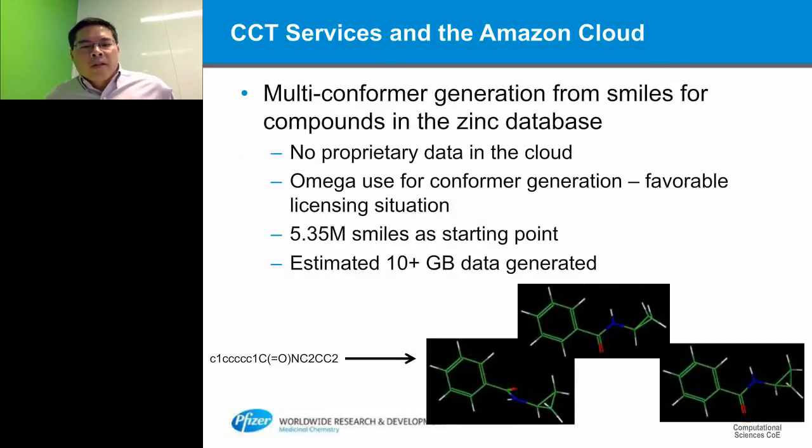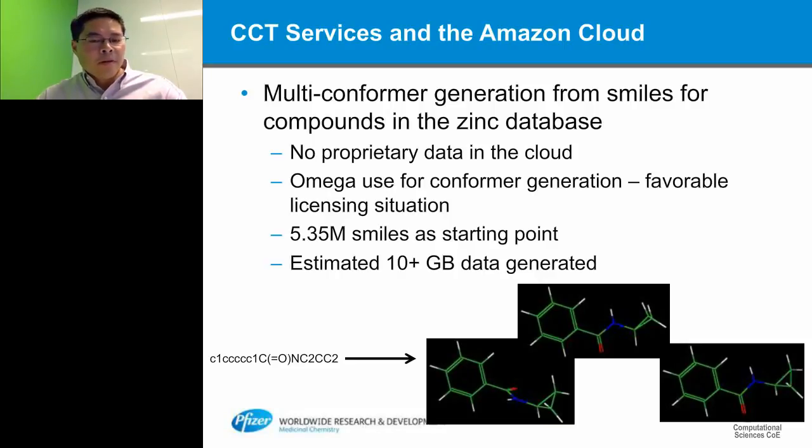So our first experiment was to use Amazon Cloud to run MCPRO services to generate three-dimensional conformations for a public database, the ZINC database. Important for the first experiment, we were careful not to put any proprietary data until we had the security model worked out. In this case, there were over 5 million SMILES strings as the starting point, and we used OMEGA, which is a tool that's very cloud-friendly from a licensing perspective, to generate three-dimensional conformers.